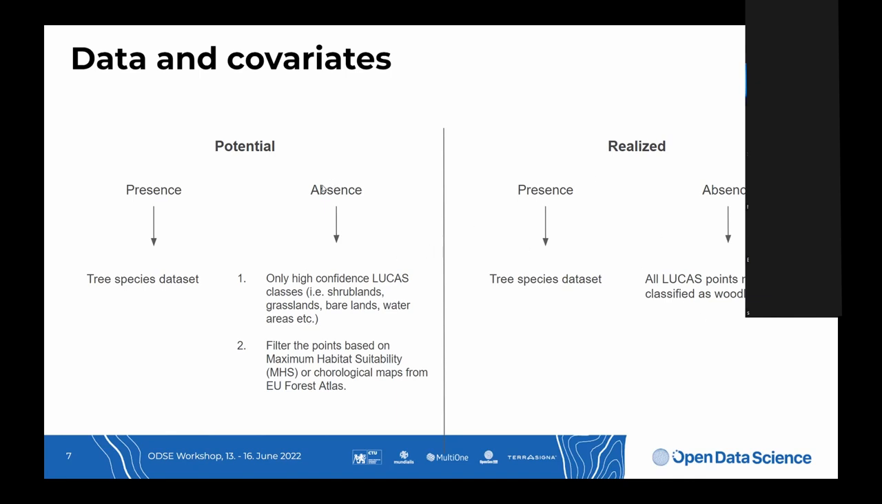So we call true absence all these points where we know that were surveyed, were sampled, where the species is not present. And in this case, we use the Lucas data set. While in the potential distribution, we remove all these points that, for example, cover urban areas or anything that's human related, like croplands. For the realized distribution, we use all the points. So in this way, we try to exclude all these areas where the conditions can be suitable, but it's not a good place for the species to live right now because something else is already there.